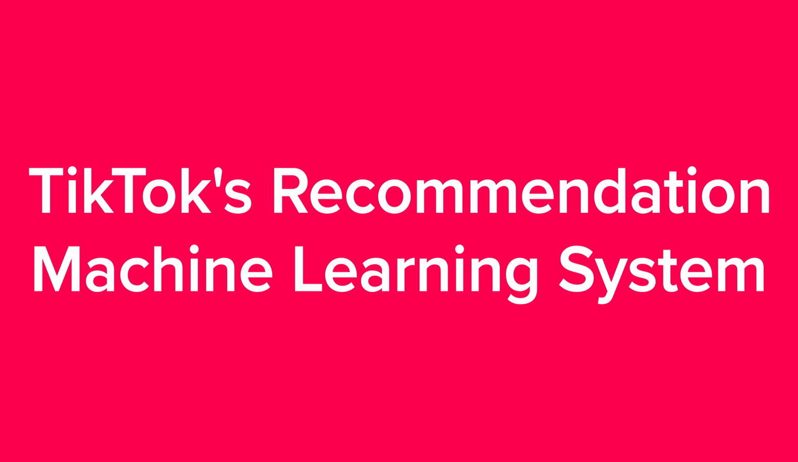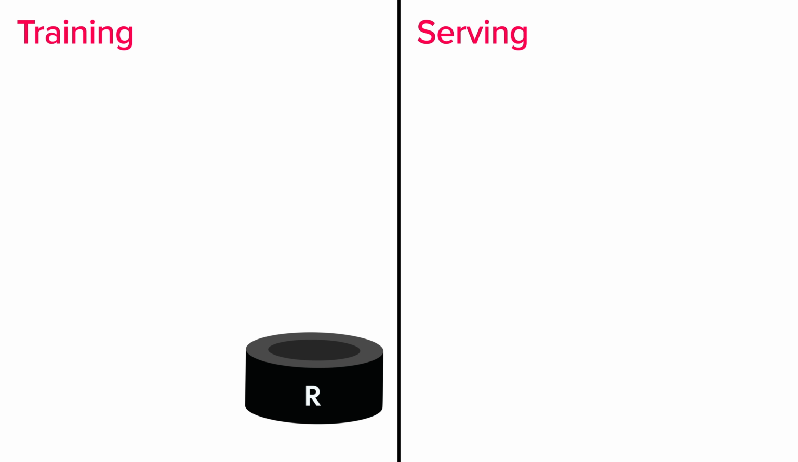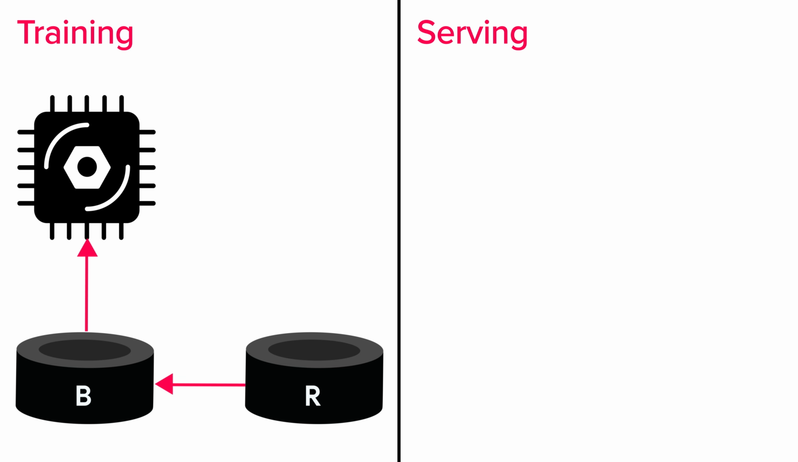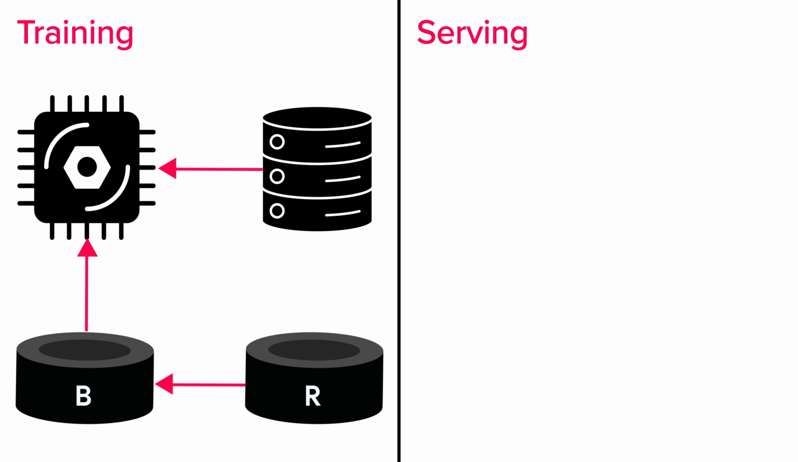Let us now design TikTok's recommendation system using these two components. TikTok's recommendation model has two phases, the training phase and the serving phase. The training phase contains the training dataset, which is converted into sets of mini batches. These mini batches are passed to the model servers to train the machine learning recommendation algorithm. The parameters of these trained models are saved in the training parameter server.